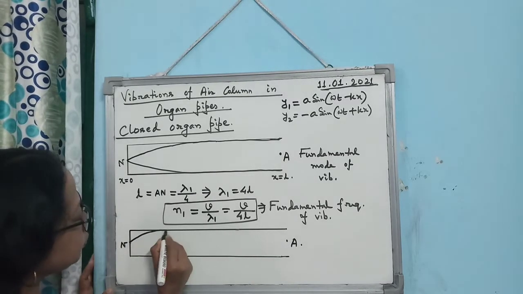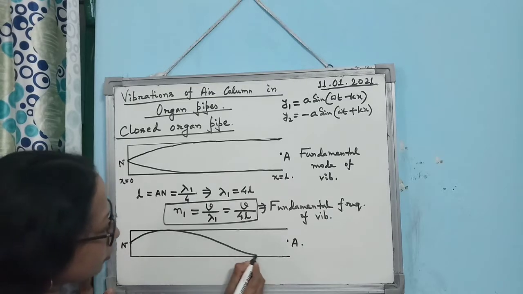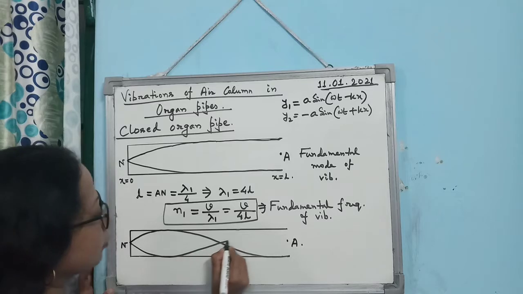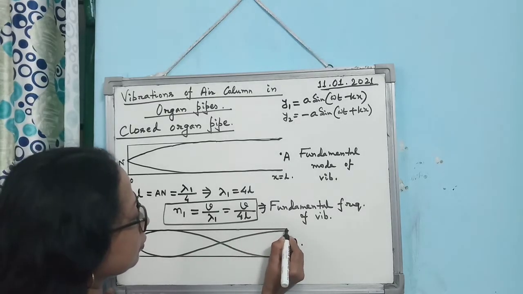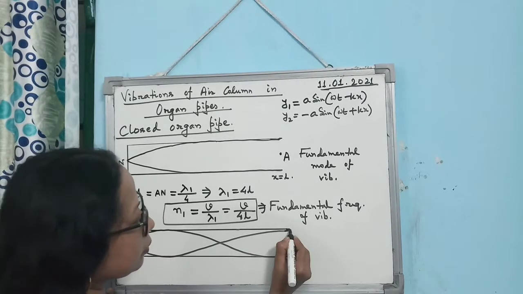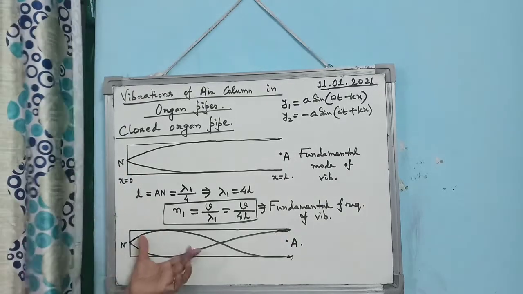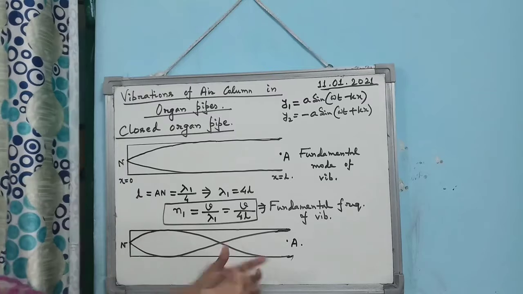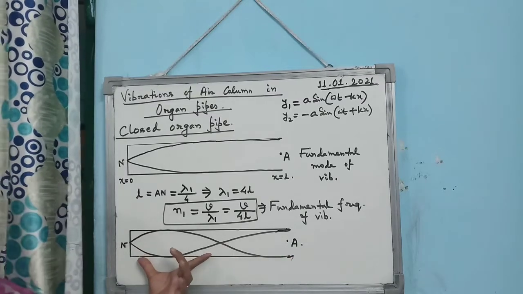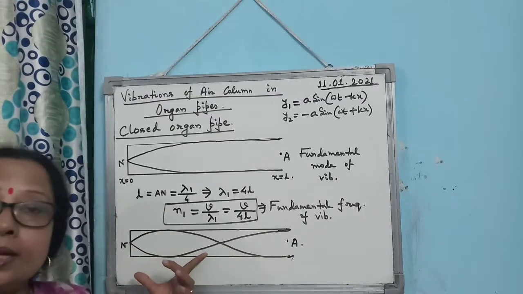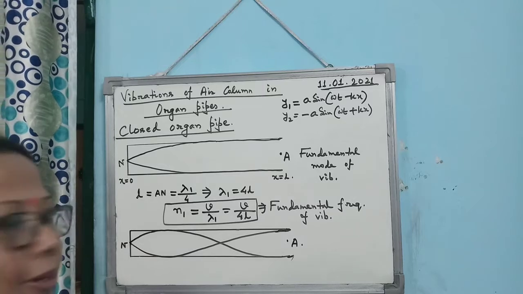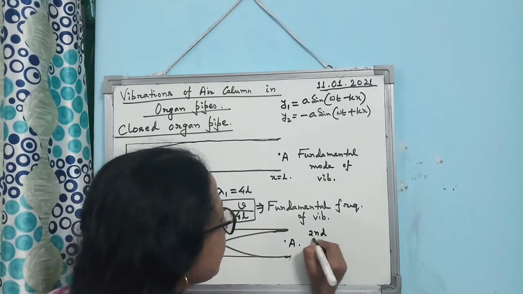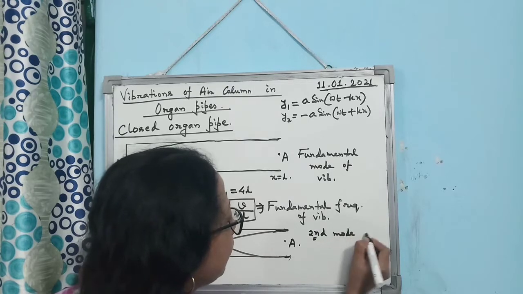You see, I have added one loop. This is the 1/4 loop it was. Now with the 1/4 loop, add one more complete loop. Then you will get the next mode of vibration. So you see, this is the second mode of vibration.